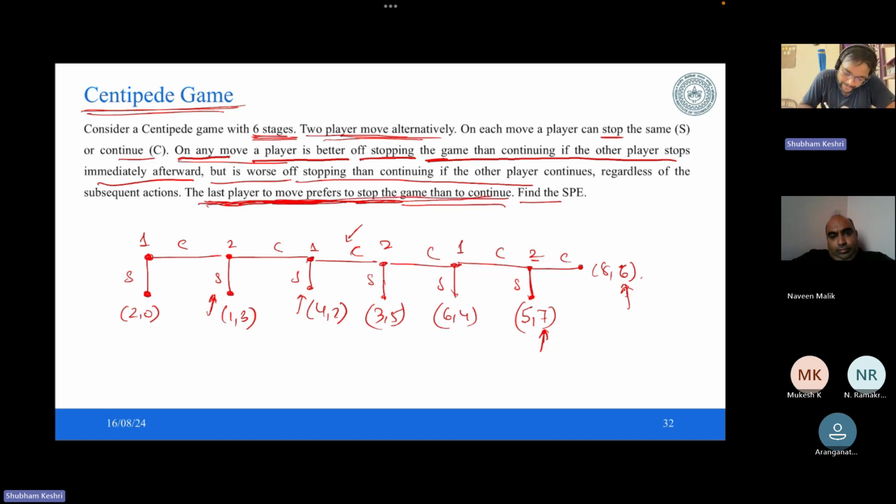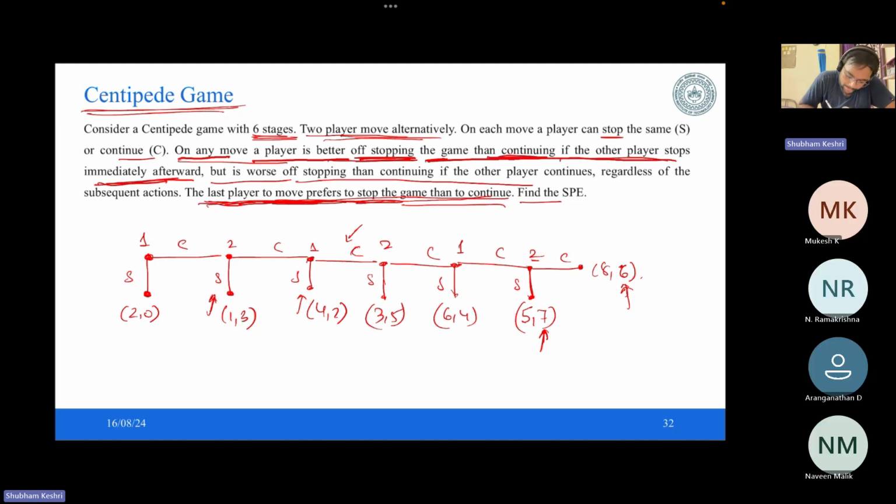We'll go to the previous statement. It says that the player is better off stopping the game than continuing if the other player is stopping the game. When player 2 is stopping, the utility of player 1 is 1. Instead, if he stops in the first stage, he will get a utility of 2. Similarly, for player 1, if he stops, he gets a utility of 1, but if the other player stops in the next stage, he gets a utility of 3. So this is what the first line means.